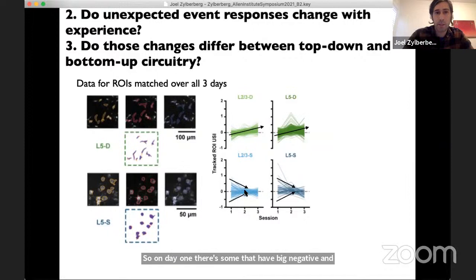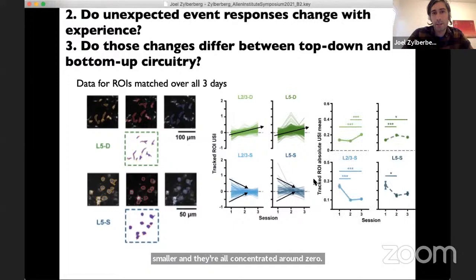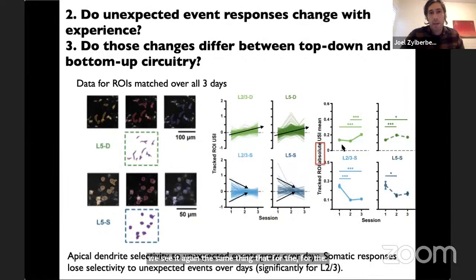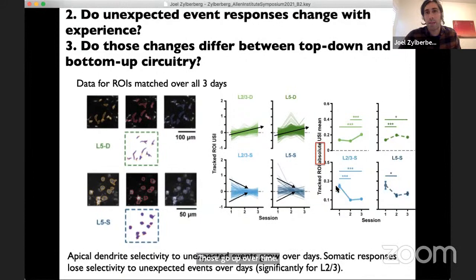That's reflected here in these plots that just show, averaged over ROIs, the absolute value of those USIs on each day. And we see again the same thing: for the apical dendrites, so the top-down signals, these USIs go up over time, and for the cell bodies, which are driven by the bottom-up signals in the brain, these USI signals go down dramatically over days.